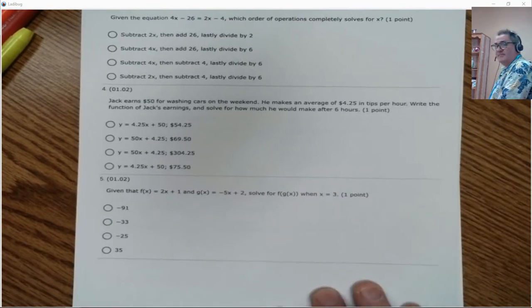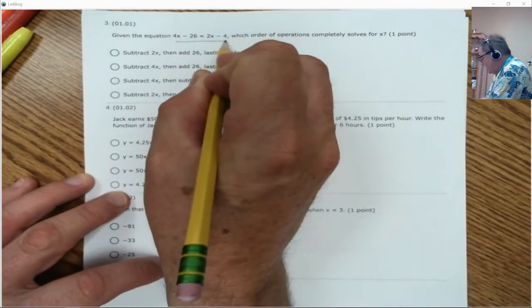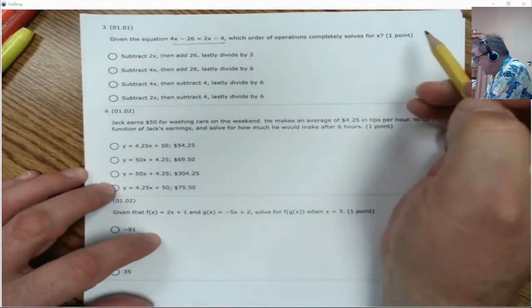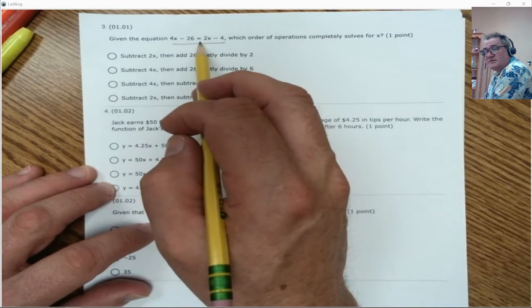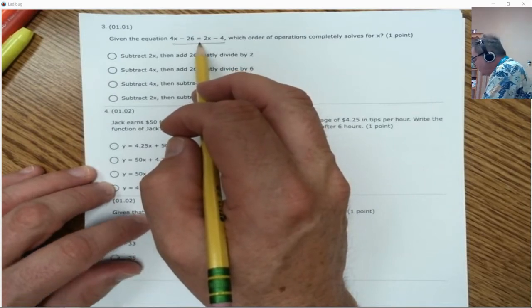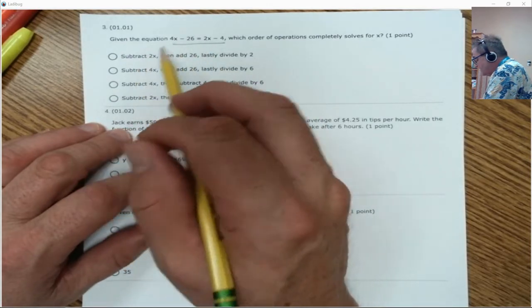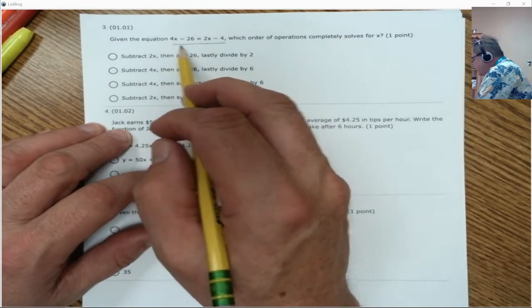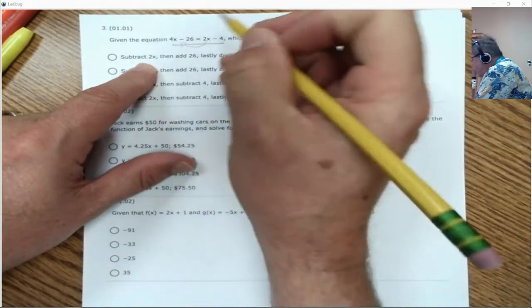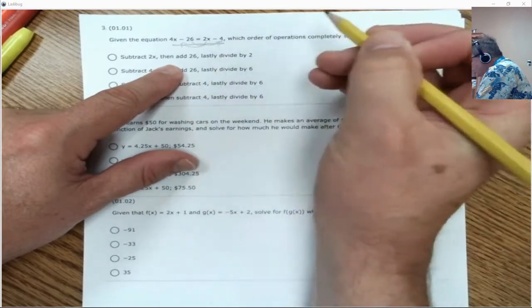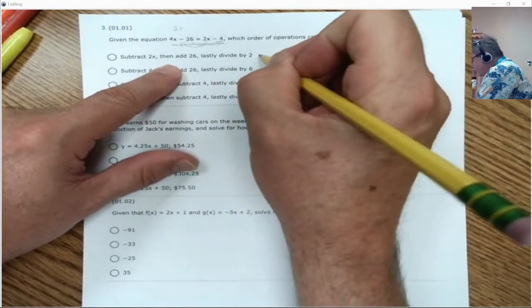All right, let's look at number 3. Given the equation 4x minus 26 equals 2x minus 4, another order of operations. Which one would do that? The first thing you do, you could move the x's or move the constants first. It looks like you're going to move the x's. That's fine. You can either subtract 2x or subtract 4x. If we subtract 2x and then add the 26 to move that over there, this will leave 2x, and then divide by 2. That looks like that would work.